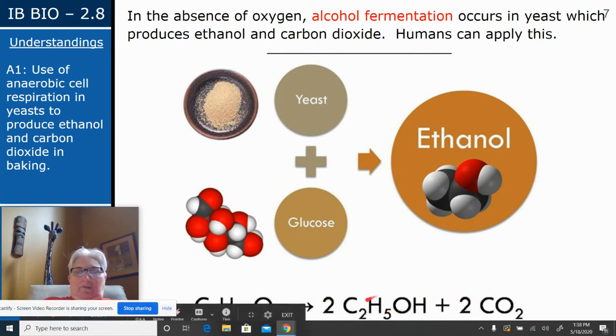Here are the formulas down here. And we can have a word formula too. That's what you see here. Yeast plus glucose gives us our ethanol.